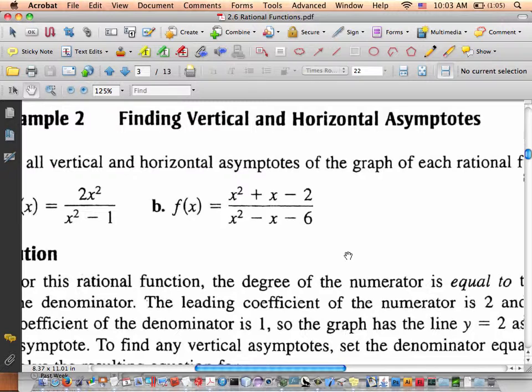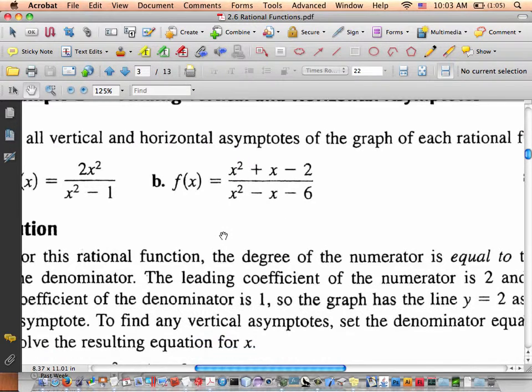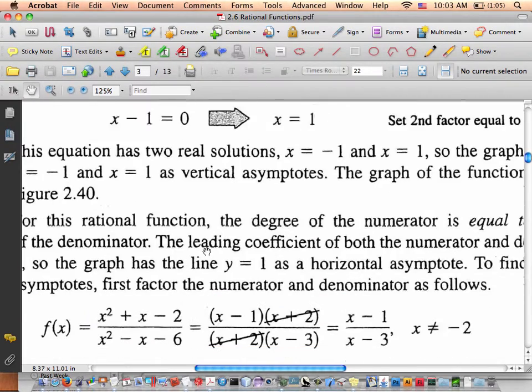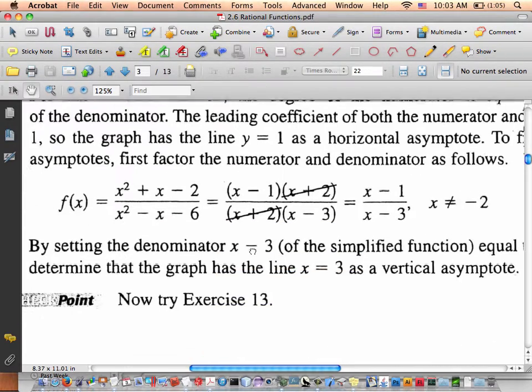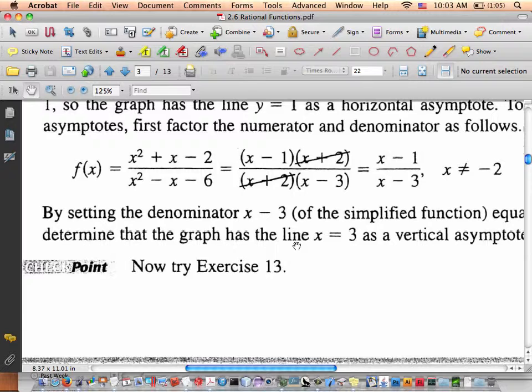Okay, so is that factorable? Yes, it's factorable. So what does it factor into? x minus 3, x plus 2. So that means the vertical asymptotes are where? At 3 and 2. But check this out, Sydney. The numerator also factors. It factors into x minus 1 times x plus 2.